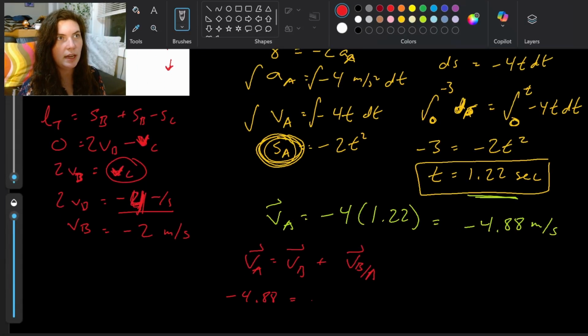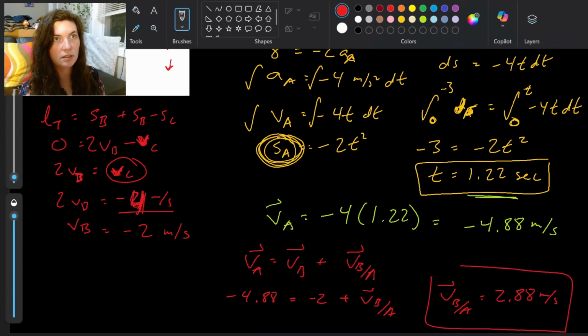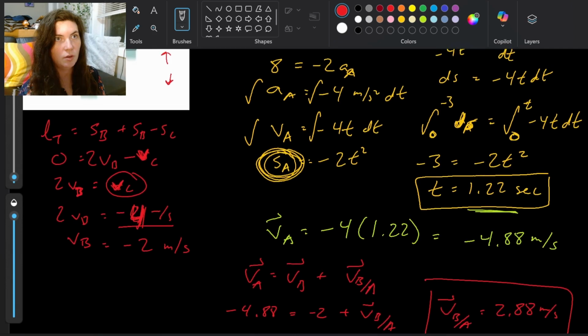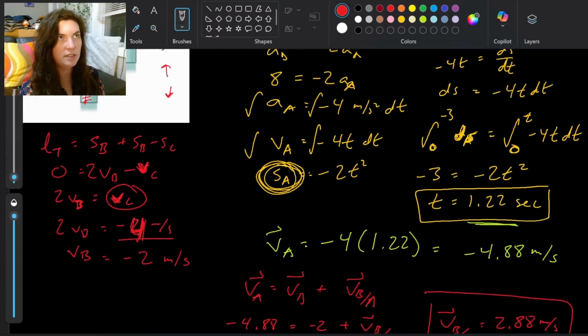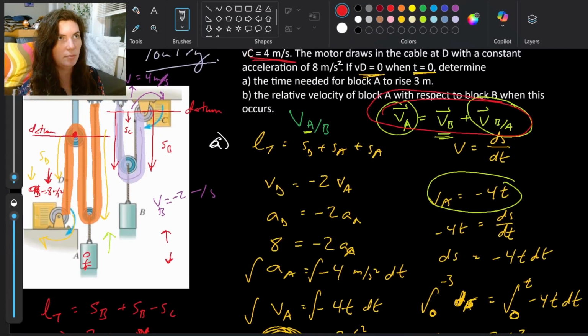So negative 4.88 equals negative 2 plus VB with respect to A. This is going to give us our velocity of B with respect to A is 2.88 meters per second. So velocity of B with respect to A. So you happen to be riding the elevator here at A, and you look up over at B. The speed of B relative to A is going to be 2.88 meters per second.